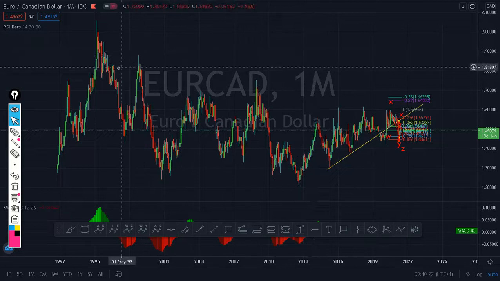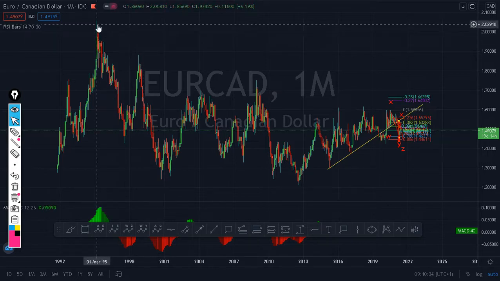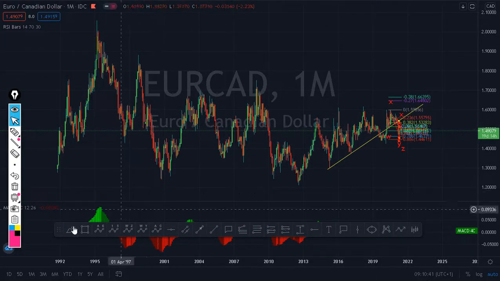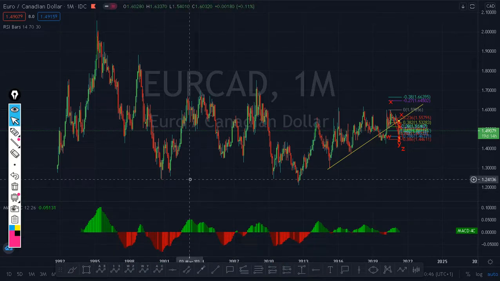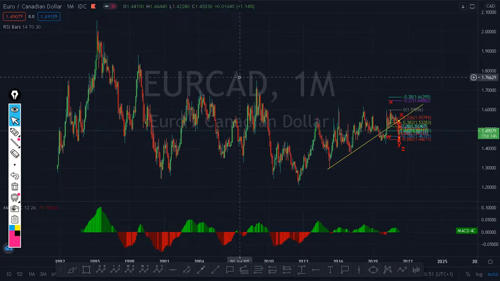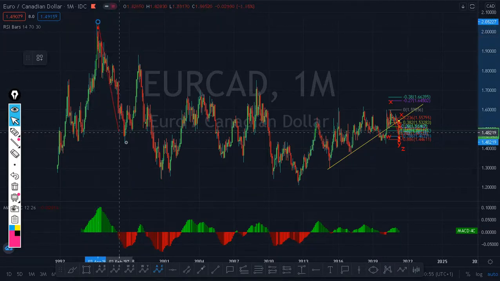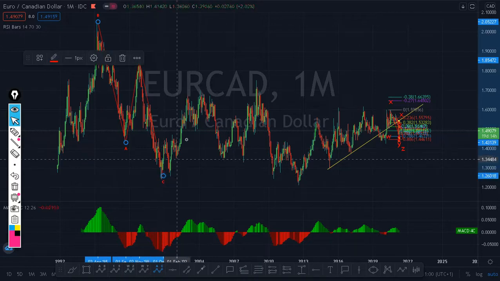EURCAD, that's something I always say, and I want to say it again. People like to see A, B, C, 1, 2, 3, W, X, Y, Z, and so on. But the truth remains, not all charts make sense when you label them. So those that don't make sense, I don't bother forcing myself to label. For instance, if I label this A, B, C, what does that mean?